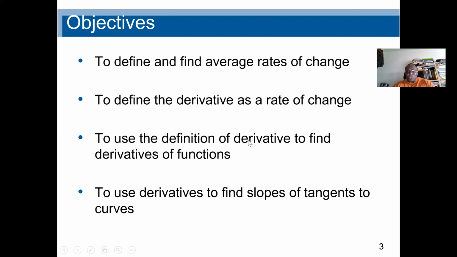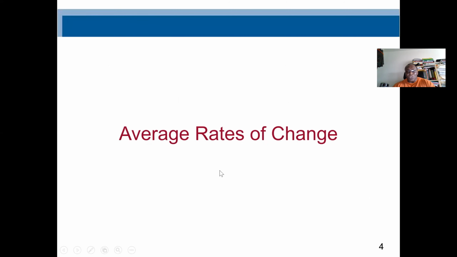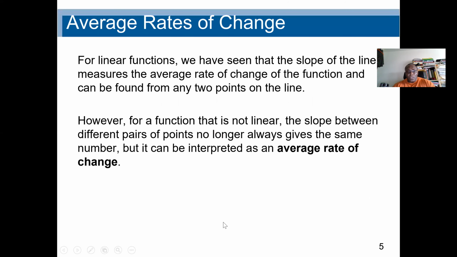So to use the definition of derivative to find the derivative of a function, we're also going to use derivative to find the slope of a tangent to a curve. So we start with the average rate of change. As I said earlier, for linear functions, again, we are still on chapter 9 of the course textbook. For a linear function, we have seen that the slope of a line measures the average rate of change of a function. And this can be found from any 2 points on the line.